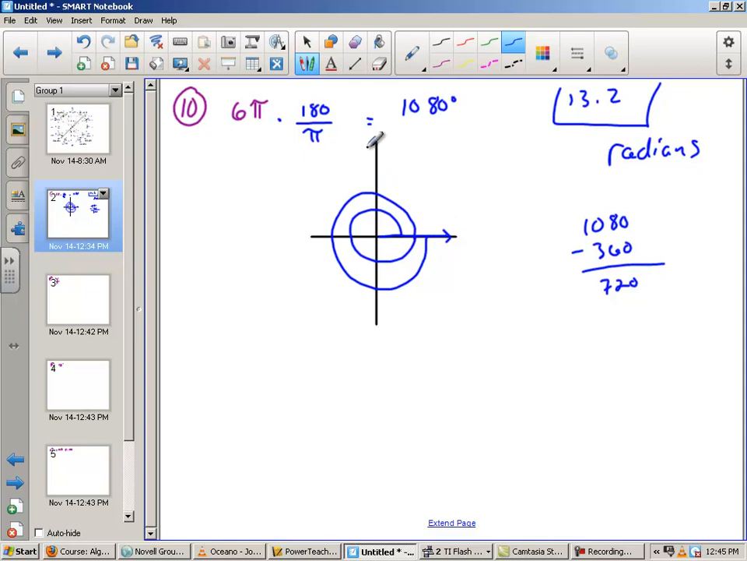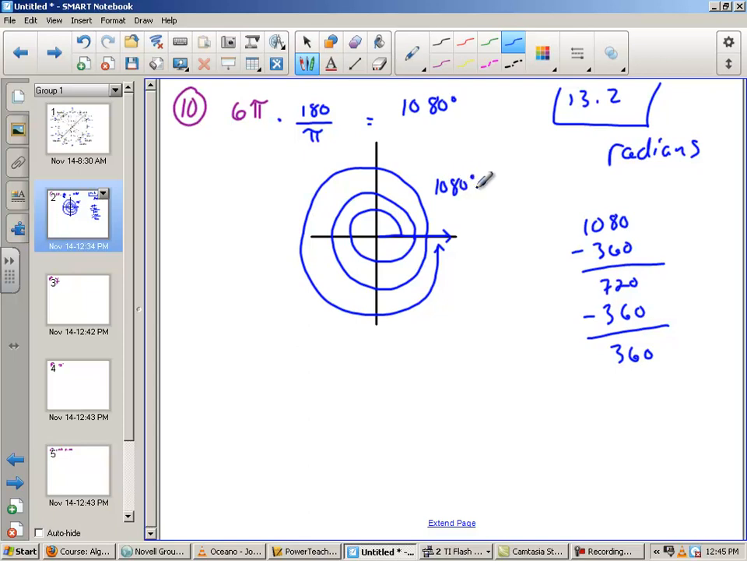Of course, I went up because it's positive, so that took another 360 off. That leaves me with 360. I still need to make one more full rotation all the way around. This is a 1080 degree angle, or a 6 pi radian angle.